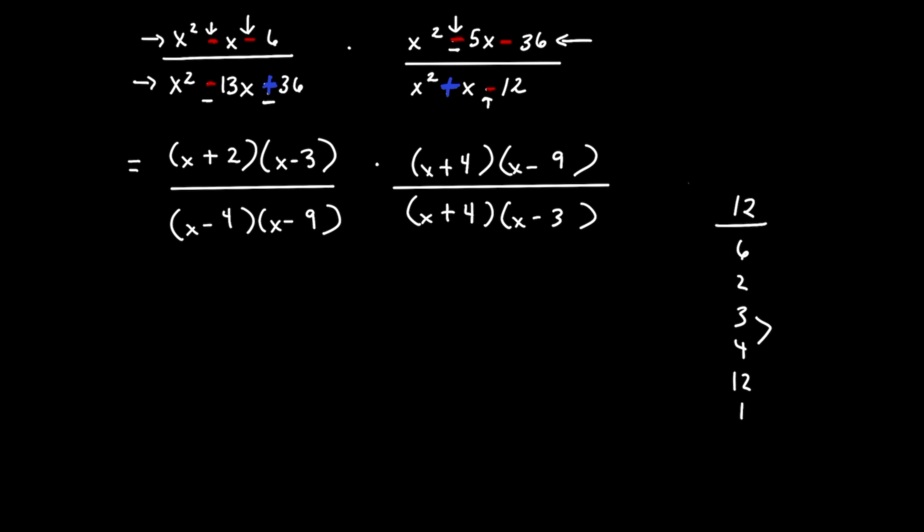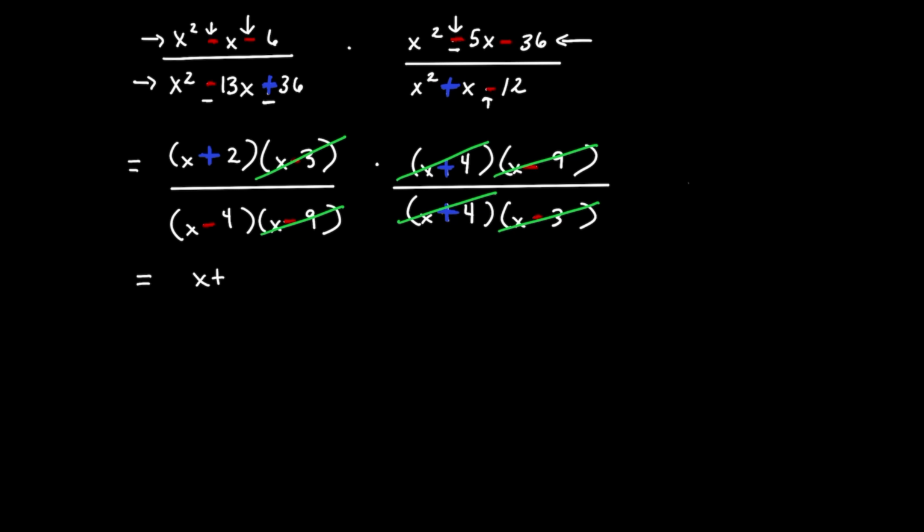And now we can just start canceling. So we have x minus 3 on top, x minus 3 on the bottom, x plus 4 on top, x plus 4 on the bottom, x minus 9 on top, x minus 9 on the bottom. And so all we're left with is x plus 2 over x minus 4.